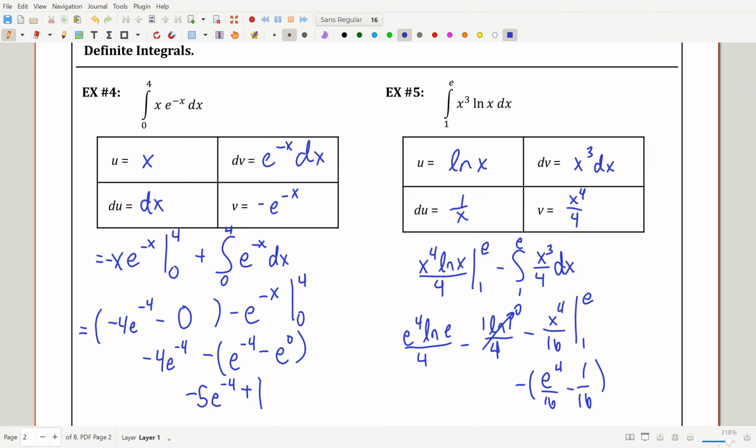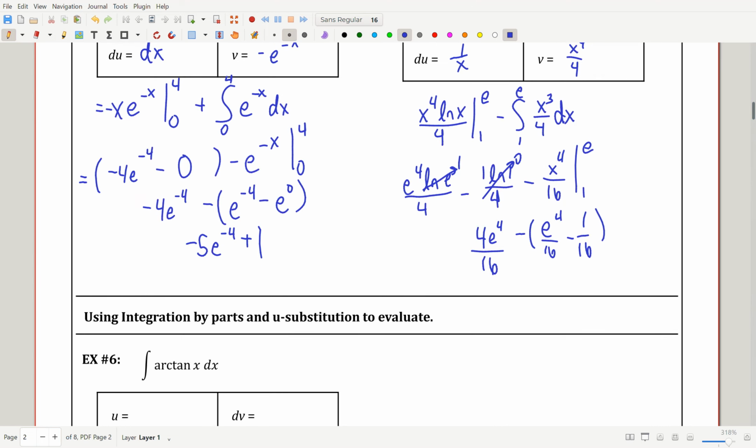Which means that I want this. What this has, an ln e, is just 1. So I can cancel that off too. So that gives me e to the 4 over 4, but I want a denominator of 16. So I'm going to do that in line here and write this as 4 e to the 4th over 16. That could take you 1 or 2 extra steps, and there's nothing wrong with that.